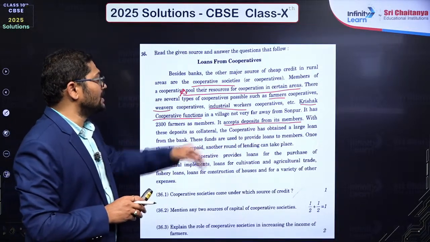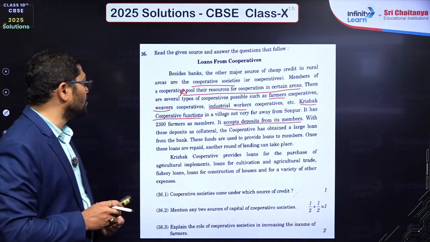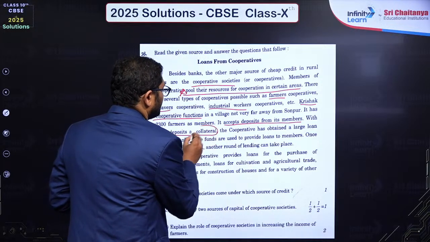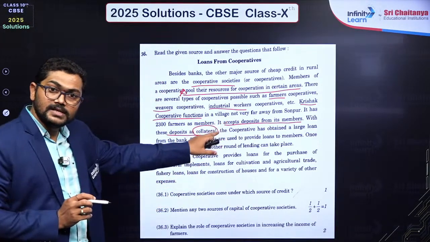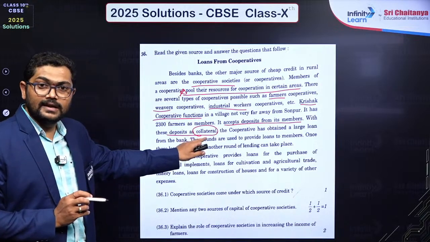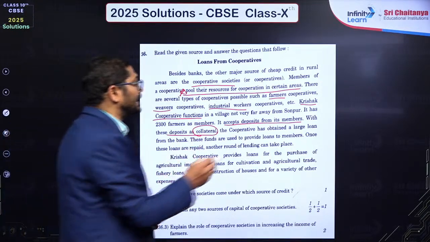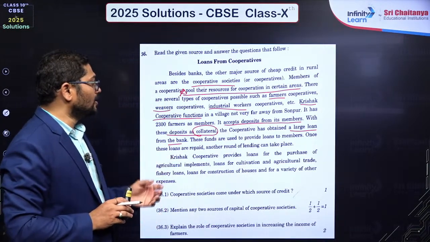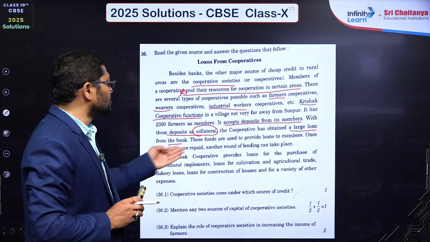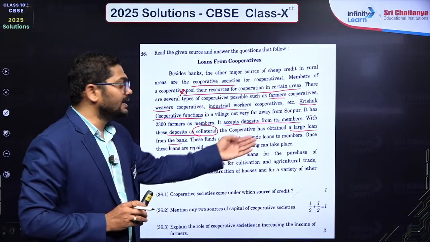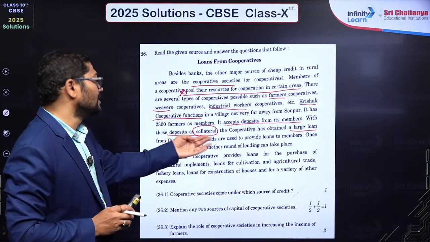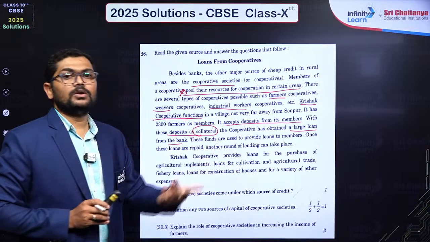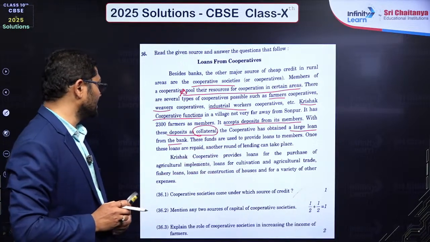With these deposits as collateral, the cooperative has obtained a large loan from the bank. So by making these deposits from its members the collateral, against this collateral it obtained a large loan from the bank. These funds are used to provide loans to the members. Once these loans are repaid, another round of lending can take place. So with the help of the loan that is available from the bank, it is going to provide loans to its members, and once the first round of loans is repaid, the second round will be given.